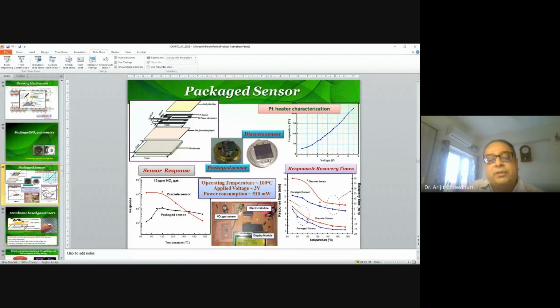So we have this package sensor with tin oxide having tungsten trioxide as a catalyst for detection of nitrogen dioxide gas, not at room temperature, but a little bit higher, around 80-85 degrees Celsius.